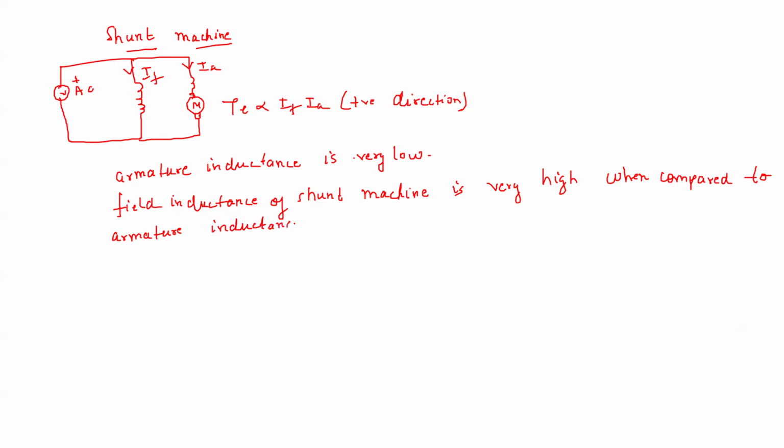Okay, so what happens? Let me draw the phasor diagram. So here, let us suppose the voltage V is in this direction, AC. Now, what about IA? Because I said that armature inductance is very low and can be neglected.